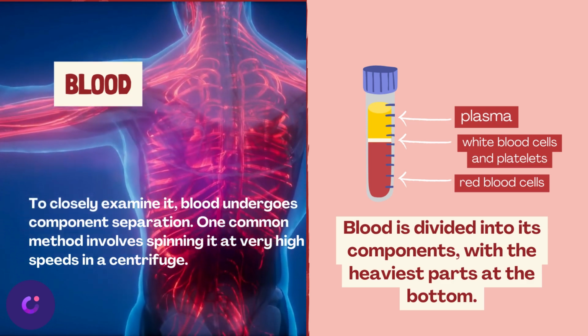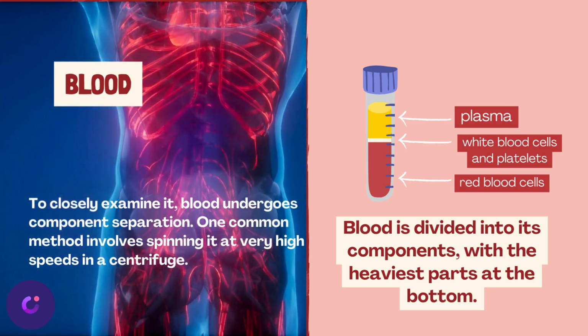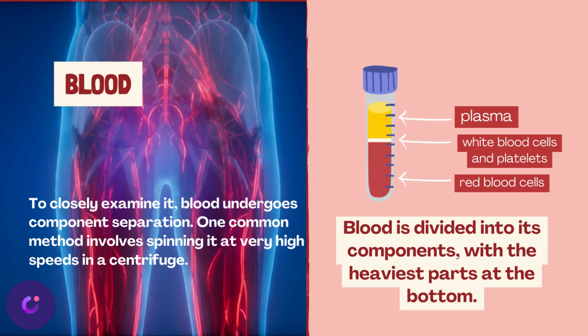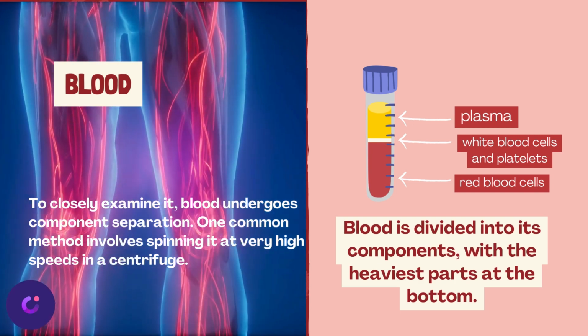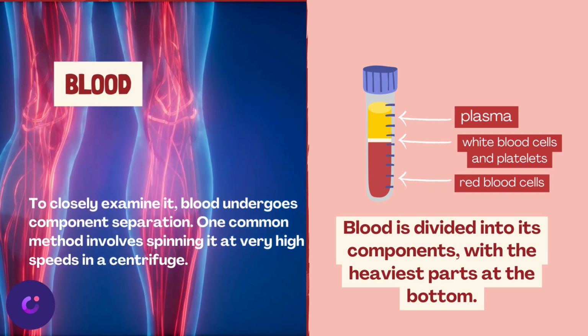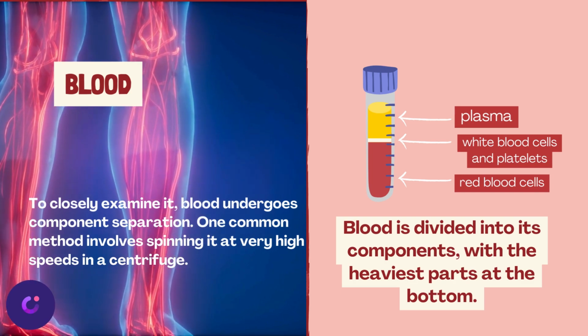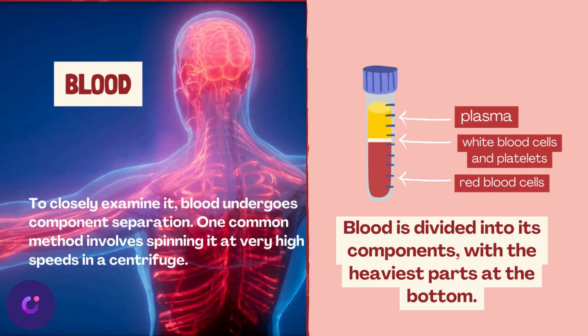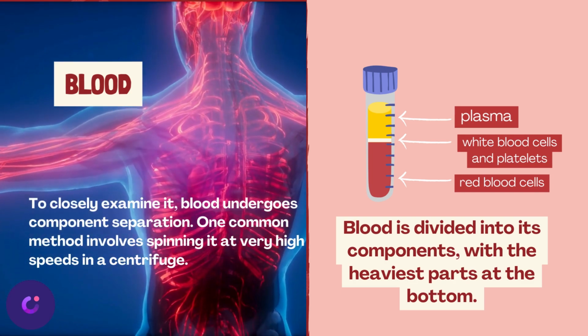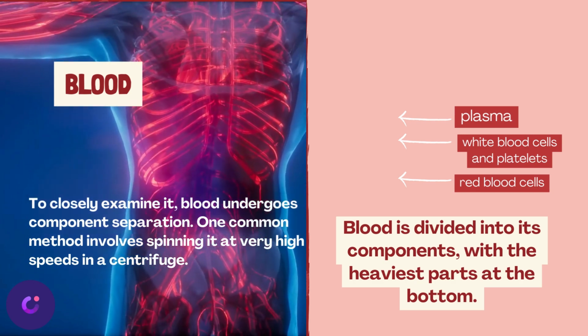To closely examine blood, it undergoes component separation. One common method involves spinning it at very high speeds in a centrifuge. So blood is divided into its components with the heaviest part at the bottom.